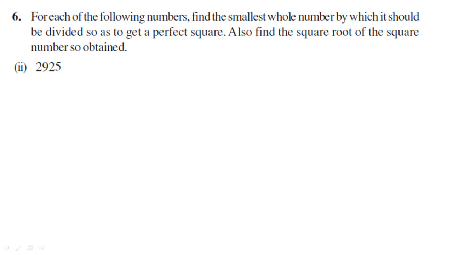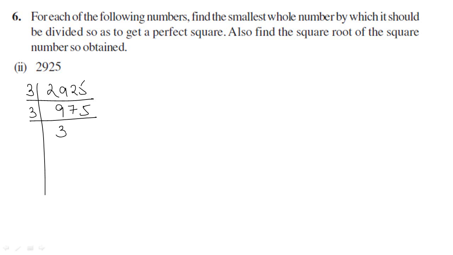So first we will do the prime factorization of 2925. It will not go on 2 because it is not an even number. It will go on 3 because the sum of digits, 2, 9, 11, 13 and 5, is 18. So it will go on 3. 3 9s are 27, 3 7s are 21, 3 5s are 15. It will again go on 3.